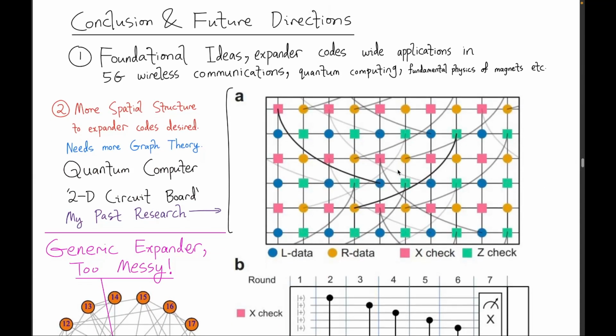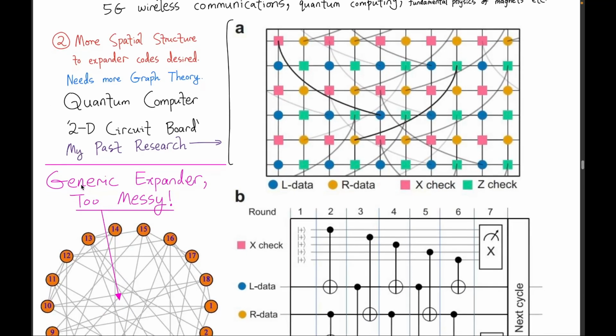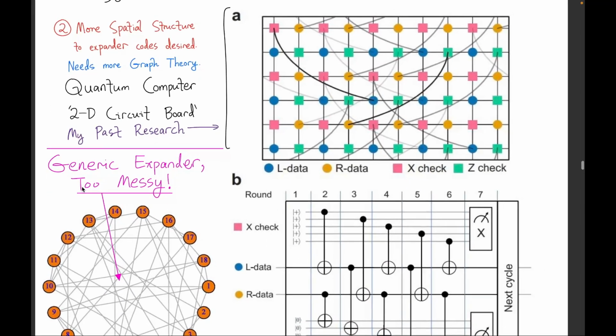So, okay, let's quickly conclude and have some future directions. This idea of an expander code is foundational and it has wide applications in 5G wireless communications, quantum computing, and even the fundamental physics of some magnets. It turns out code words are actually certain low energy states of magnets. Now, however, something that must be improved is that more spatial structure to these expander codes is desired.